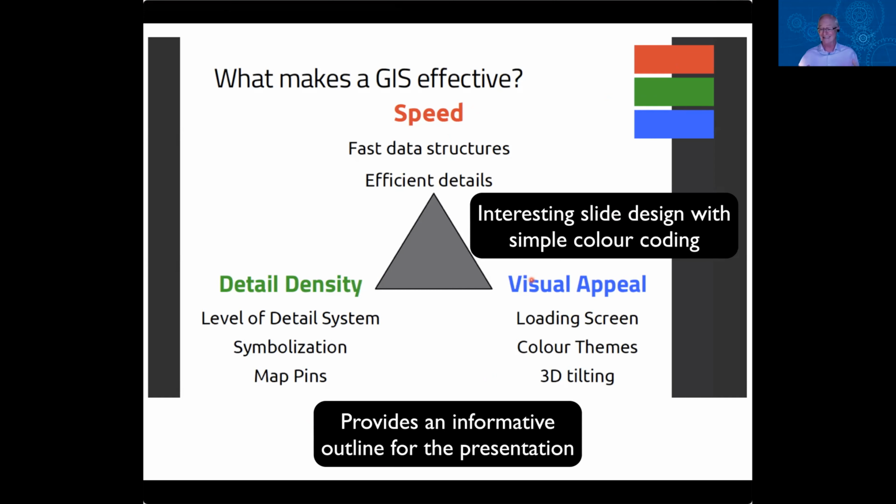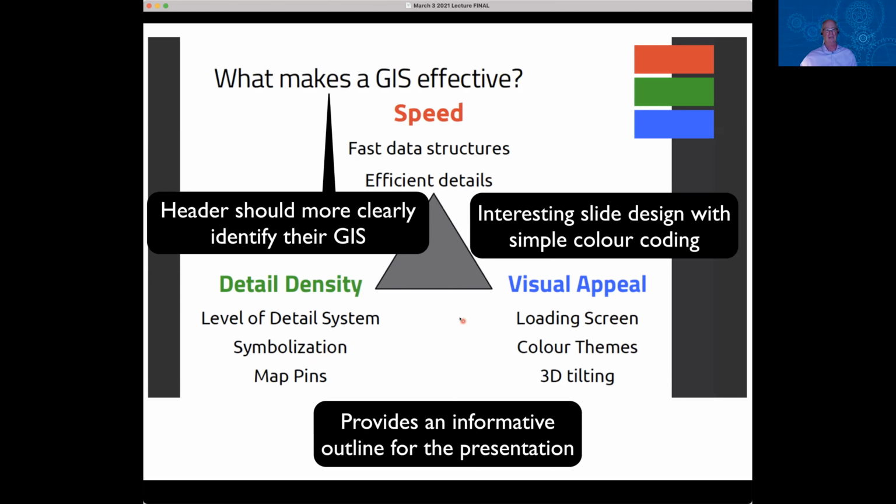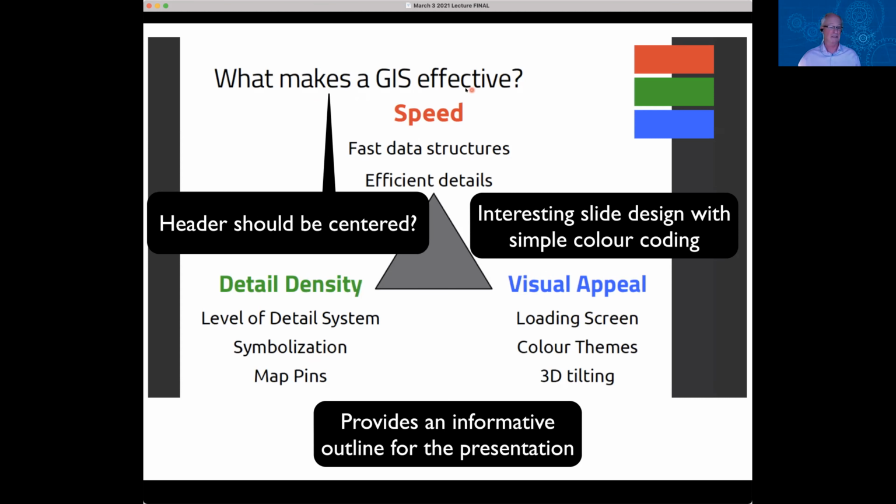And in an 8 to 10 minute presentation, such as the one that you'll be giving, if you're going into too much more than 3 areas, you're probably going too far. You won't get there. And if you've got 3 team members, it might make sense to consider the value of 3s here. The header should probably more clearly identify their own GIS, perhaps, and it maybe should be centered. One of the first things I noticed is that it seemed strange that they wouldn't have centered the header.